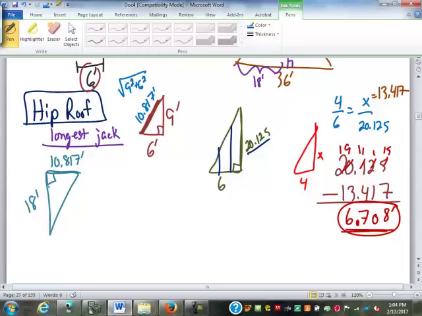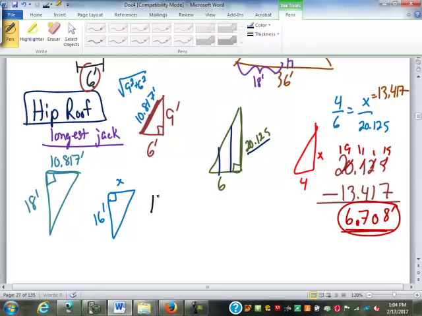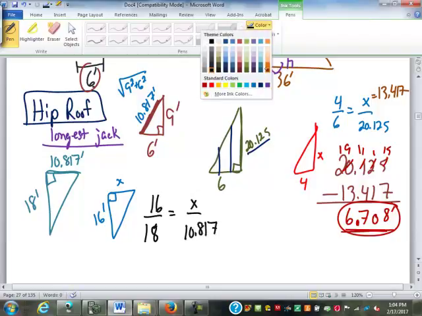The next jack's going to be right here. So we pull out that triangle. What do we know about that triangle? 16 feet and x. So 16 over 18 equals x over 10.817. This is going to be an incredibly small decrease, just so you know.